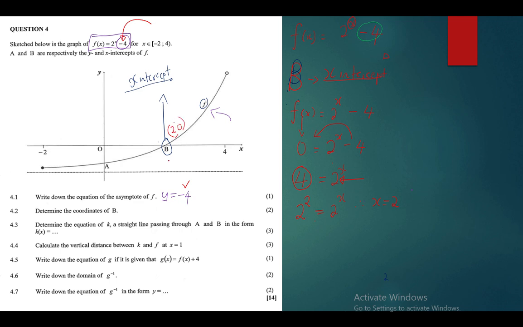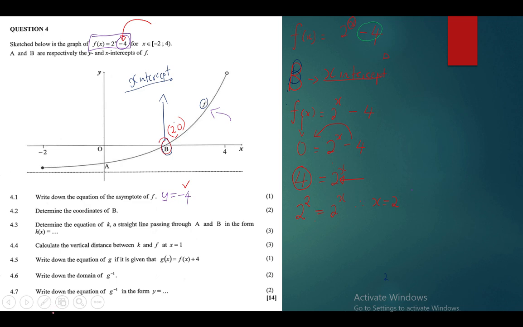What is important here is that B is the x-intercept. Why do we say B is the x-intercept? Because your graph f is cutting the x-axis. The point where your graph cuts your x-axis is called the x-intercept. And at that point, the value of y is 0. That was the coordinates of B, 2 marks.